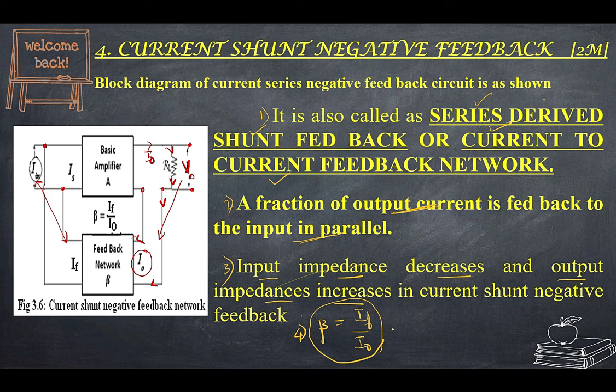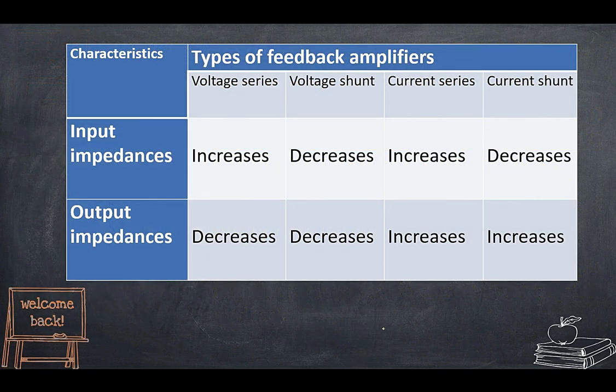We'll just see the table representing these parameters, especially input and output parameters. Suppose if it is voltage series connection, remember first part is always output. Output, if it is voltage, it should be parallel and hence output decreases. Series means it increases. Voltage shunt. Shunt is always for input. Second parameter is always for input. Shunt means decreases. Voltage means output.